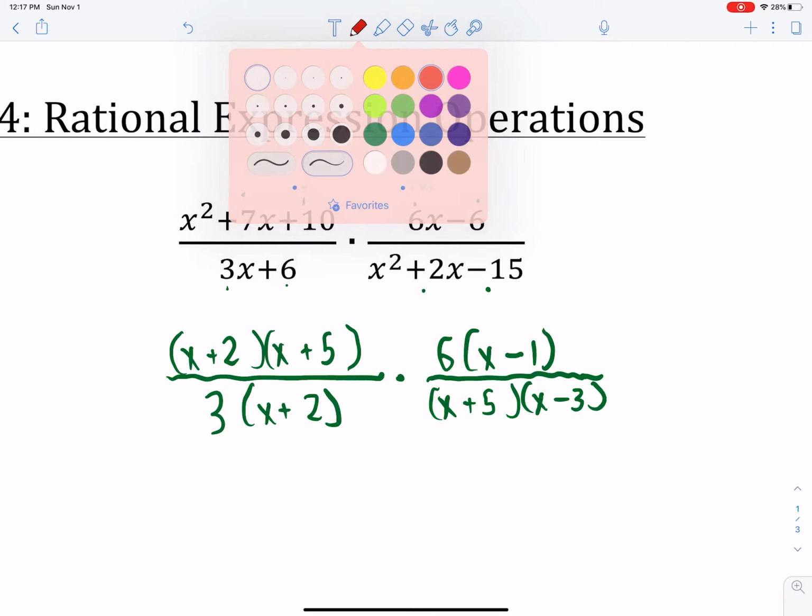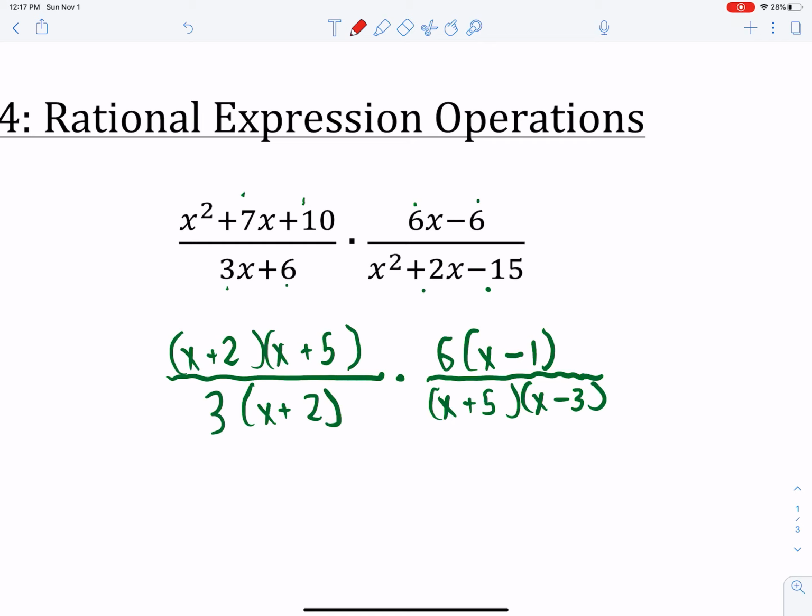Then look to see if there's anything that's a factor on the top and bottom that we can cancel out. The first thing I noticed, there's an x plus 2 on the top and the bottom, so I can cancel those out. There's also an x plus 5 on the top and the bottom, so we can cancel those out. Now there's nothing else that's exactly the same, but I do have some numbers, 6 and 3, that are both divisible by 3. So I reduce it by dividing them by 3. 6 divided by 3 is 2. 3 divided by 3 is 1.